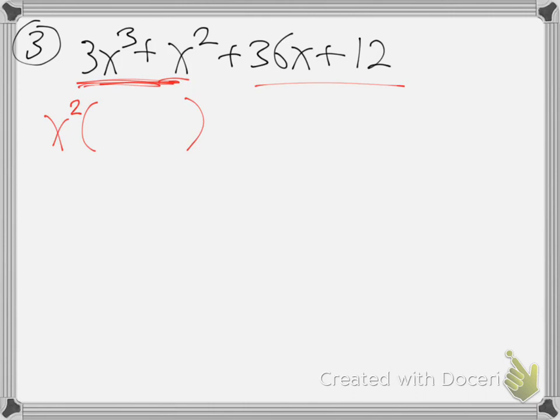So if I take out that x squared, what is that going to leave inside? X squared times what will go back to 3x cubed? 3x. And then x squared times what will go back to x squared? 1. Are we good to there? Is everybody with me so far? Is this making sense? Here, let me show you something that'll make it snap.